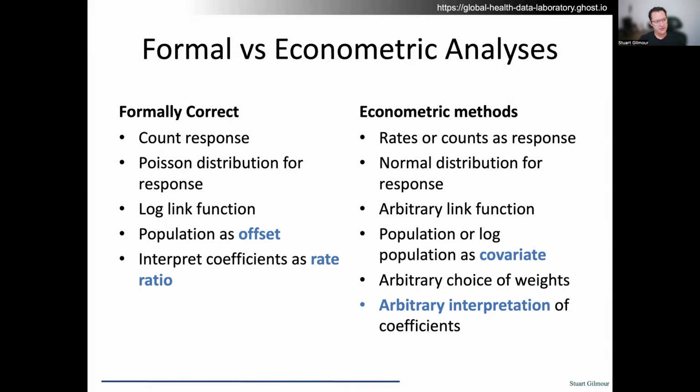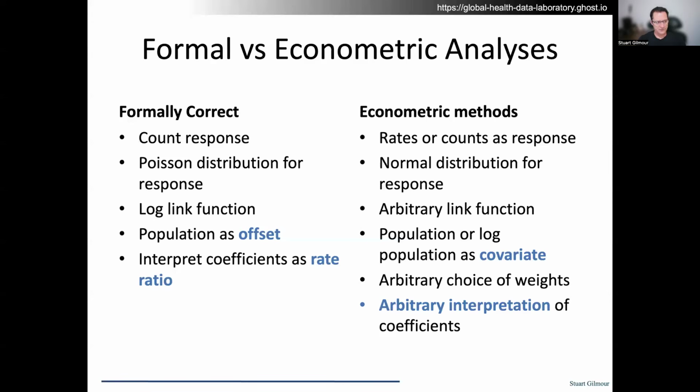So the formally correct way to analyze deaths is to treat deaths as a count, that is, as a discrete number that's greater than or equal to 0. However, in econometric methods, there is no consistent way of handling the response. So sometimes it's a rate, sometimes it's a count, or sometimes a log of a count. It's difficult to find a coherent single response. In the formally correct way, we should treat the count response as a Poisson distribution with some mean. But in econometric methods, the response is always treated as a normal distribution. That is a Gaussian distribution.